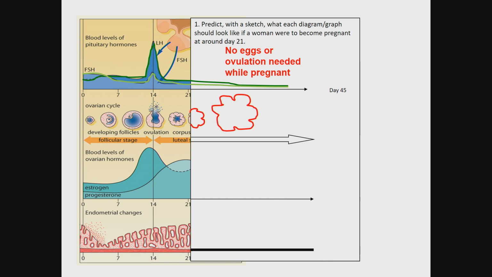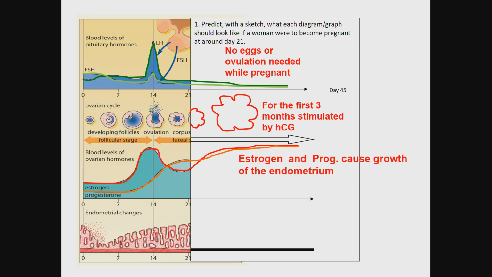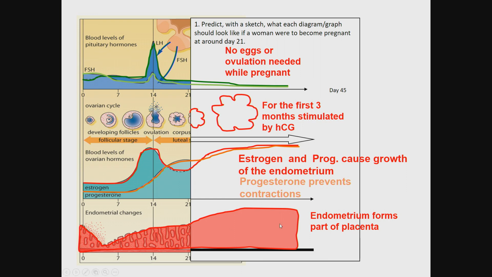Next, the corpus luteum is quite large for the first 3 months because it's stimulated by a hormone produced by the growing blastocyst. Next, we have estrogen and progesterone, which are needed in high amounts during pregnancy because they both cause growth of the endometrium, which is the mum side of the placenta, and progesterone prevents contractions. Last, during pregnancy, if we could draw this graph bigger, we would, the endometrium grows considerably because it forms part of the placenta.